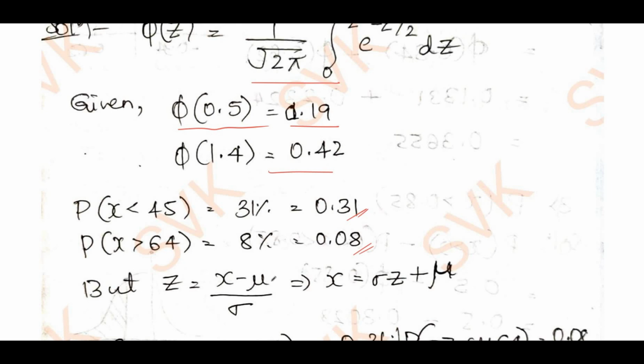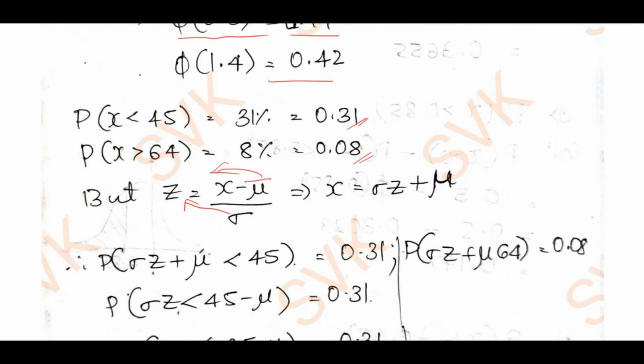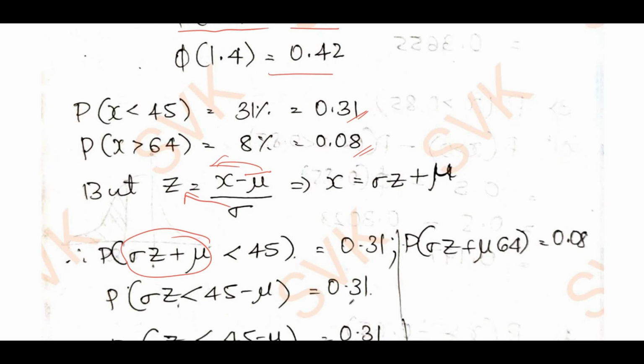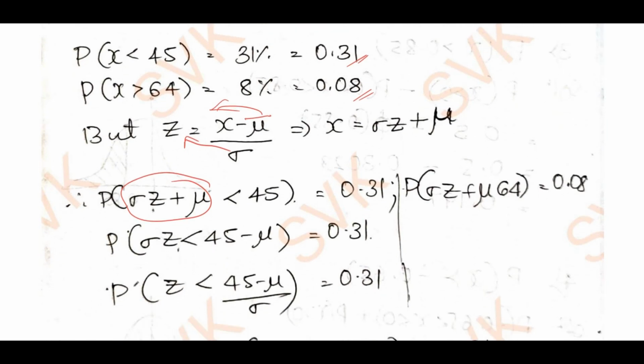But z is given by x minus mu by sigma, as I discussed earlier. So now x is nothing but sigma times z plus mu. Simplifying this, cross multiplying sigma here, we get sigma z, and shifting mu to the left hand side, I get plus mu. So now in place of x, I am going to substitute sigma z plus mu, which is less than 45, equal to 0.31. Similarly, sigma z less than 45 minus mu, equal to 0.31.